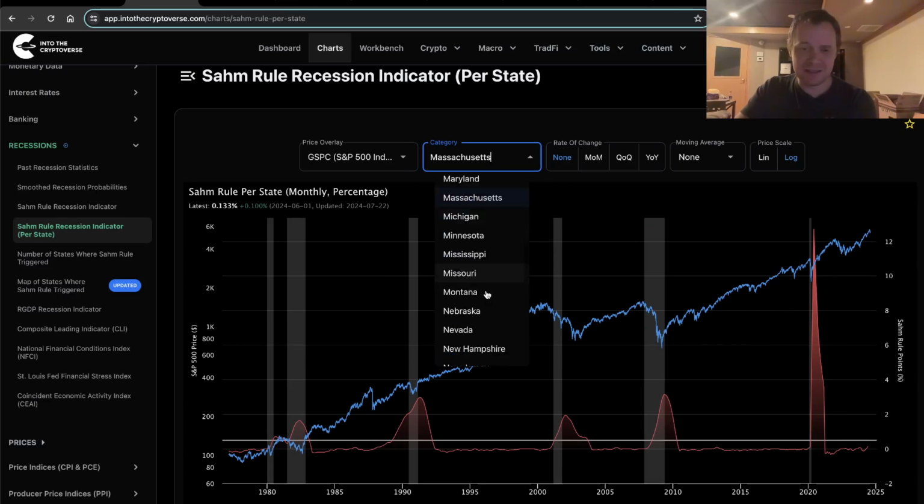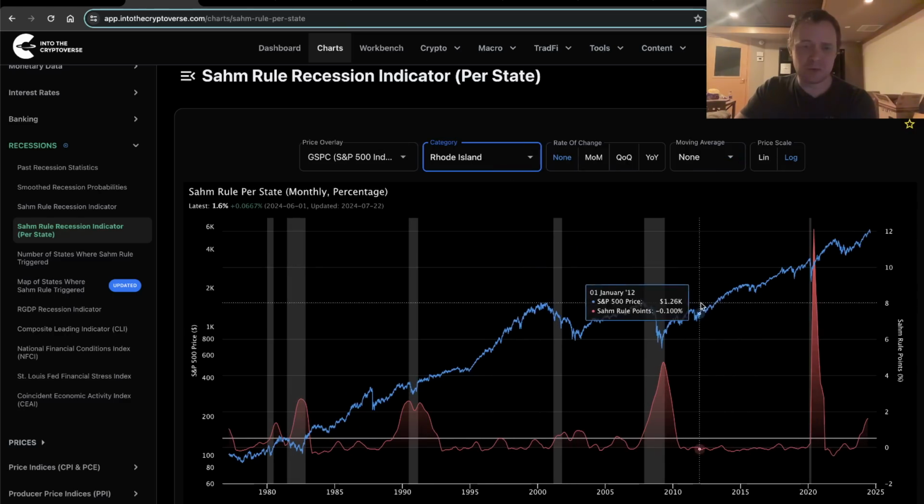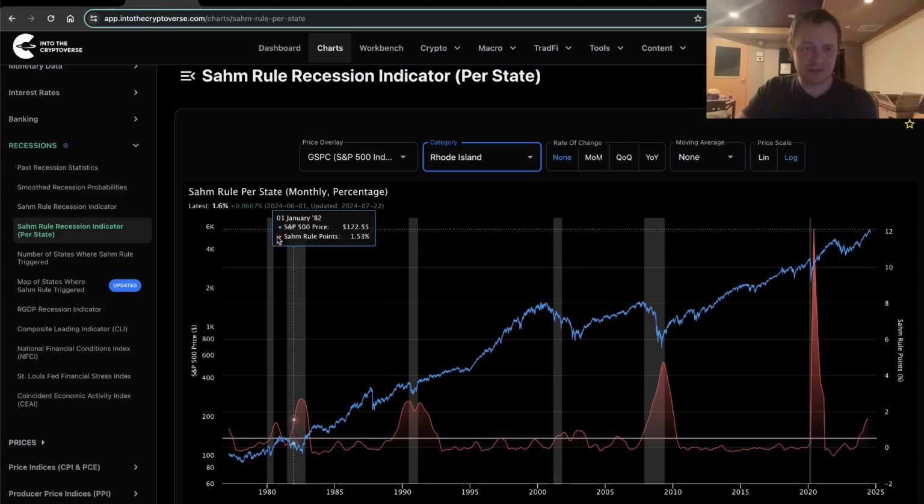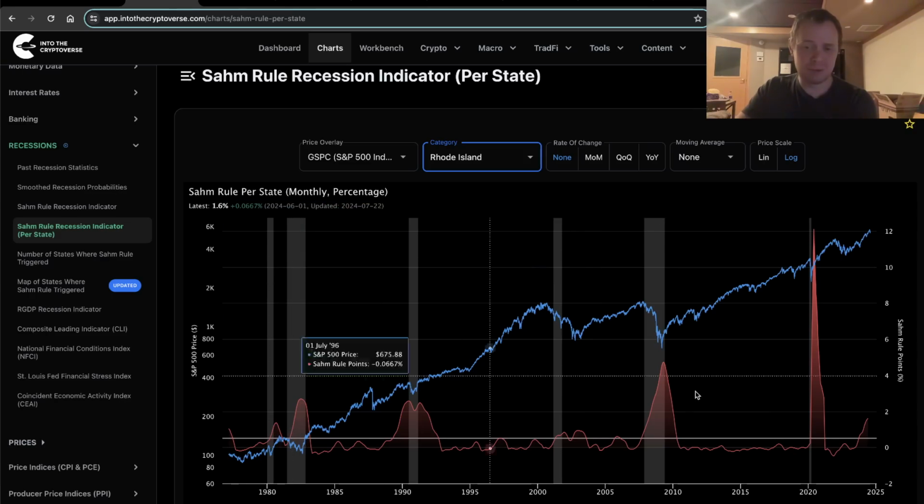Rhode Island is one that I actually like to take a look at from time to time. Rhode Island is an interesting one. It triggered long ago, right? And now forget 0.5, it's at 1.6 in terms of the Sahm Rule, right? 0.5 is all you need.